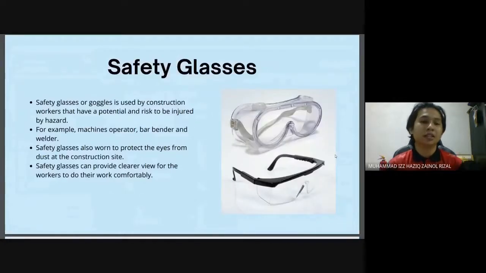Safety glasses. Safety glasses or goggles are used by construction workers that have a potential and risk to be injured by hazard. For example, machine operators, barbenders, and welders. So here I also have an example of safety glasses. You can see here. Safety glasses are also worn to protect the eyes from dust at the construction site. It can provide a clearer view for the workers to do their work comfortably.